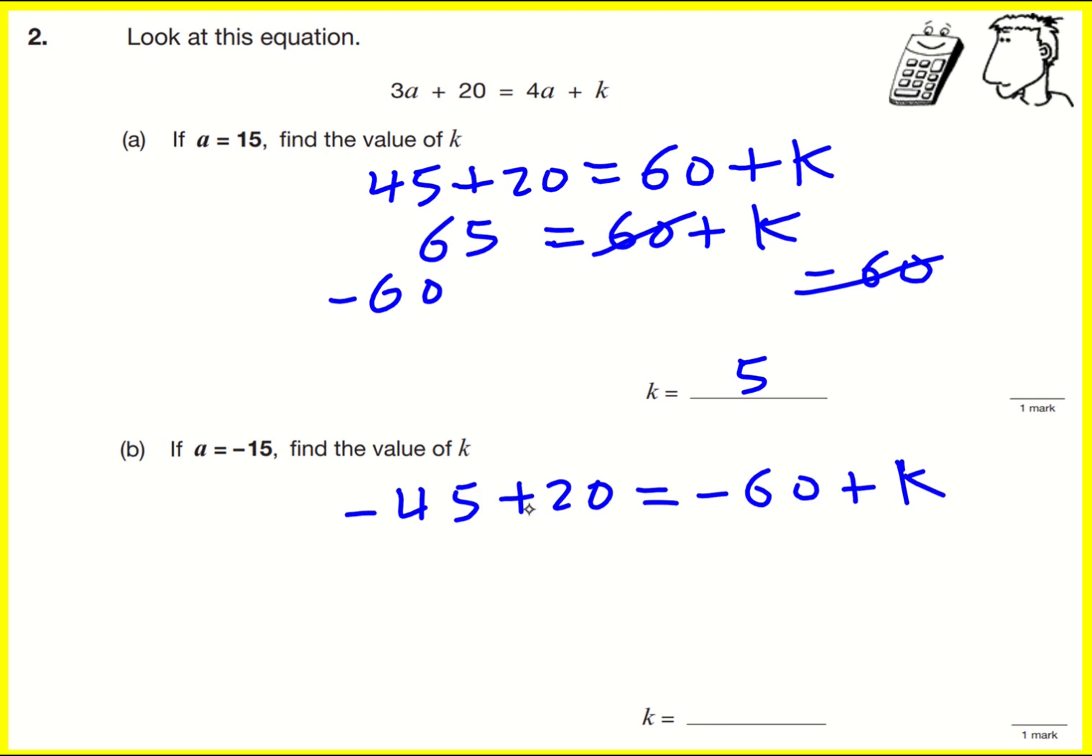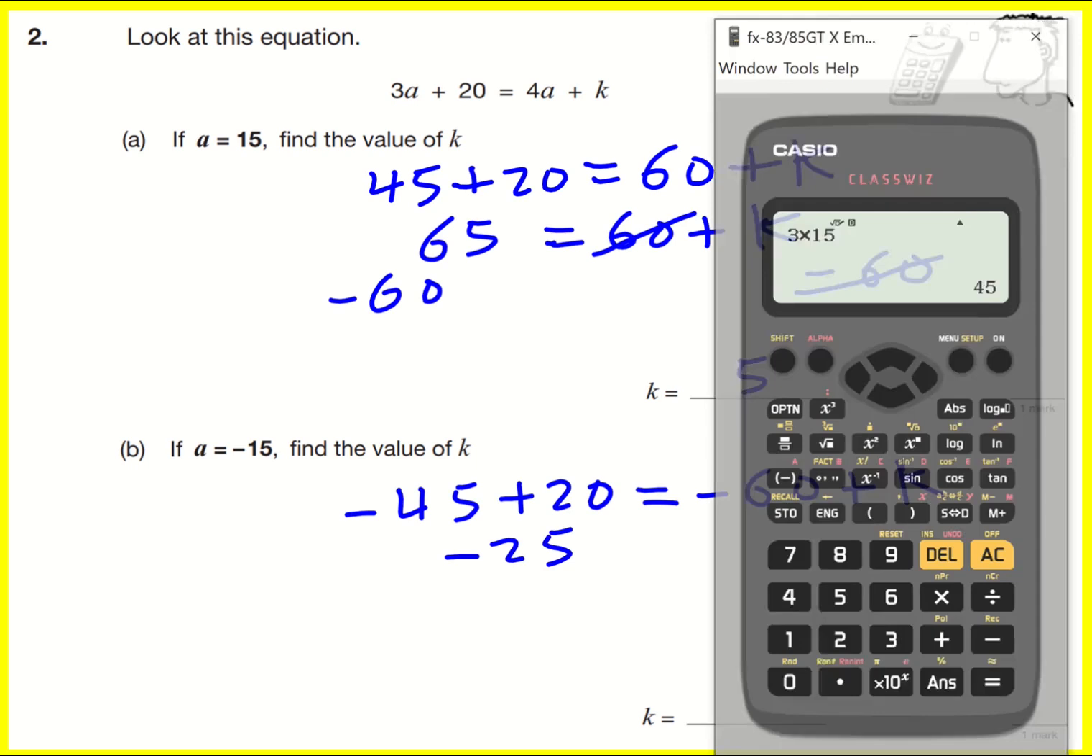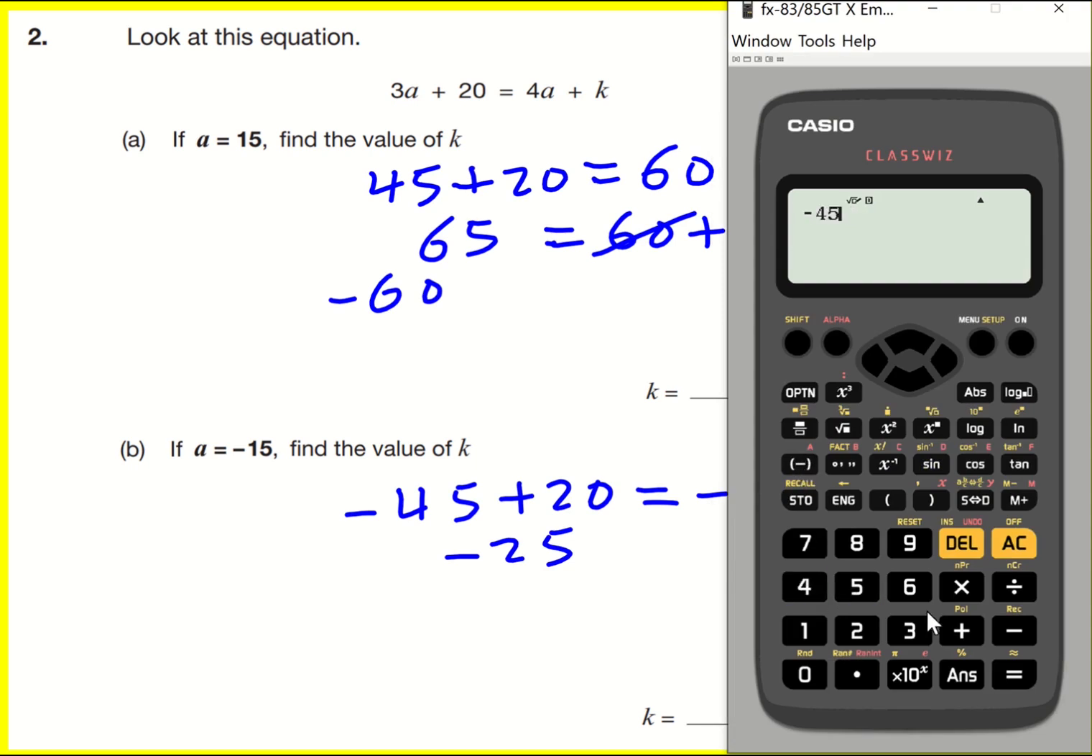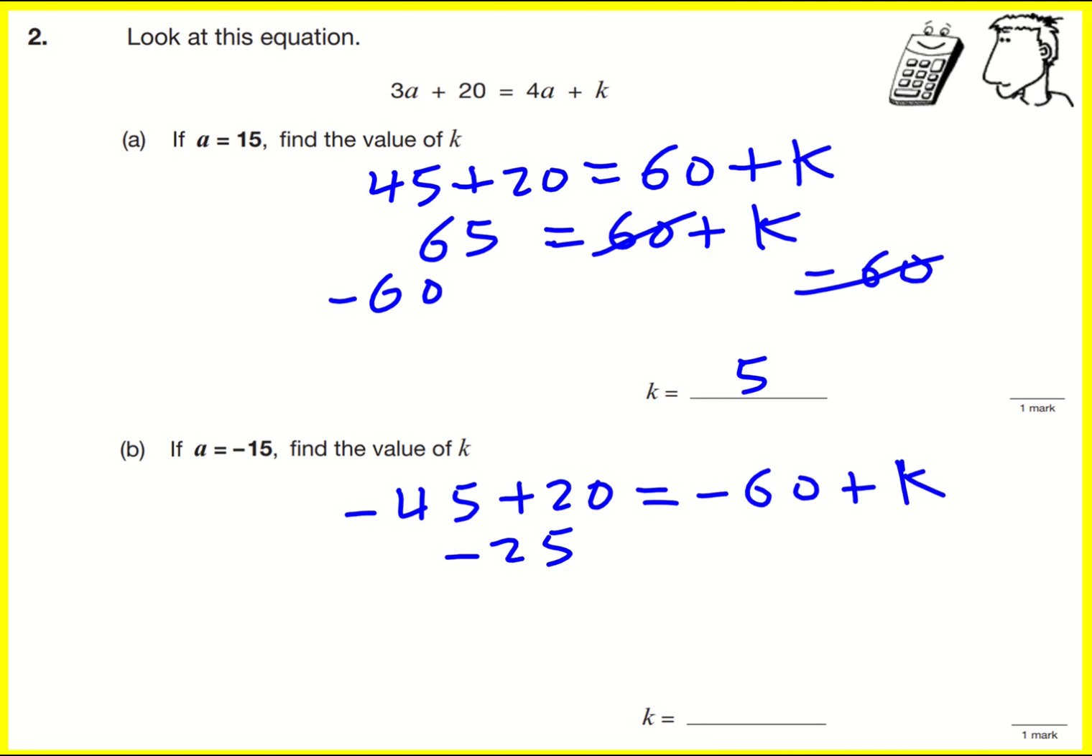So if I'm at minus 45 and I add 20, I actually go up the number line, it's going to be minus 25 again. All right, you can check it on your calculator if you want. Minus 45 plus 20. But try and learn it without a calculator as well. That's equal to minus 60 plus k. And then you're thinking, what do I add to minus 60 to give minus 25? Well, I'm going up the number line. It's actually going to be 35.